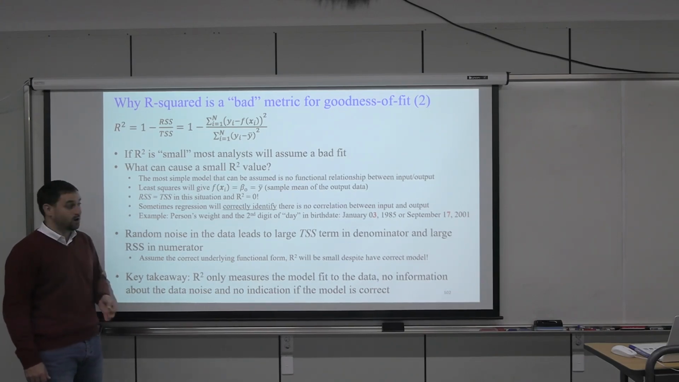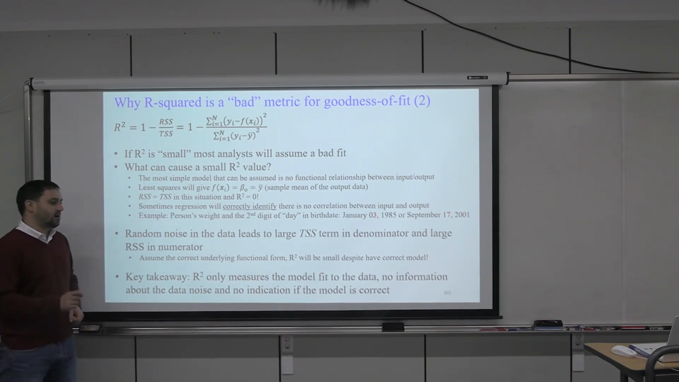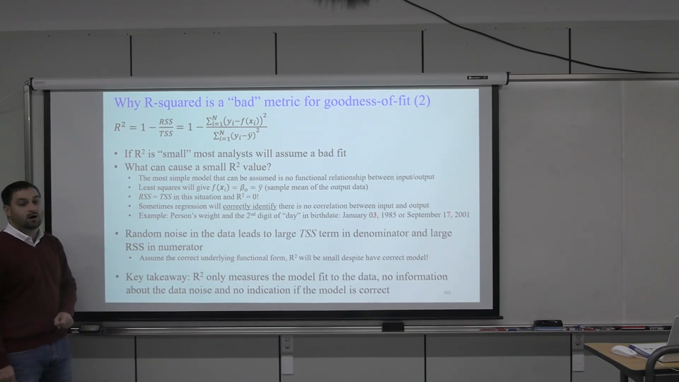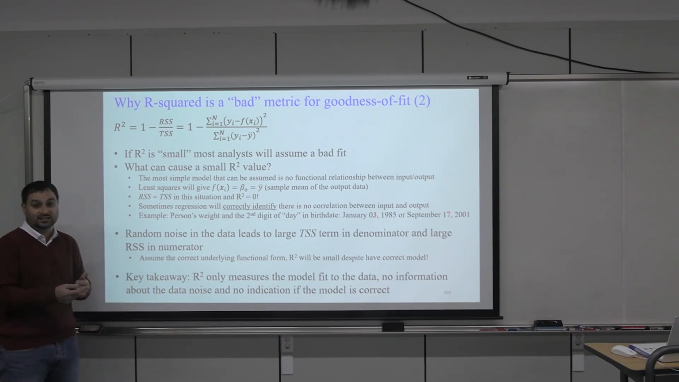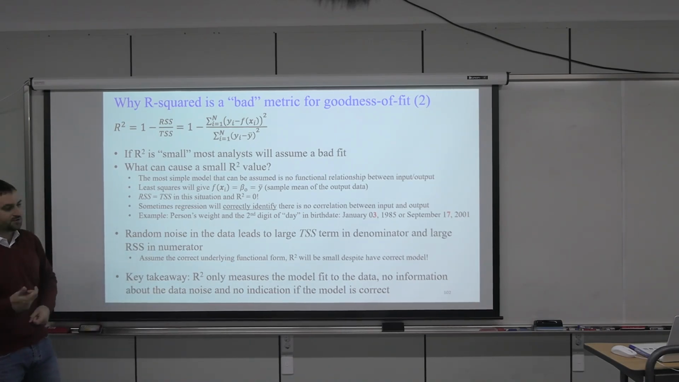despite having the correct model. So the key takeaway: R-squared only measures the model fit to the data, with no information about the data noise, and no indication if the model is correct. But if you do have a priori knowledge of the underlying form, of the underlying physics, and you implemented that in your model, then it will give you a measurement of the noise.